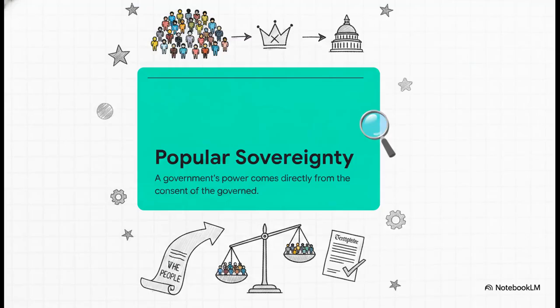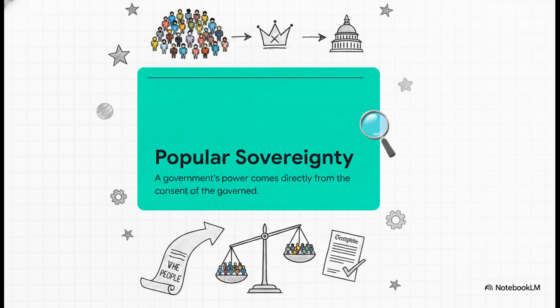Now, before you can build any structure, you absolutely need foundational principles, right? You've got to know what the building actually stands on. For the United States, that foundation is built on popular sovereignty. This is the democratic principle that a government's power comes directly from the consent of the governed. In our system, we, the people, hold the ultimate power.